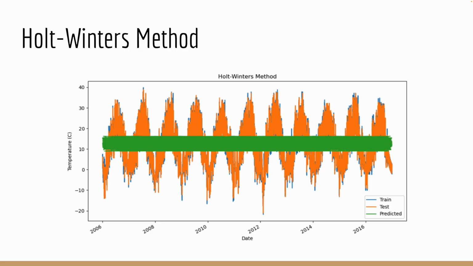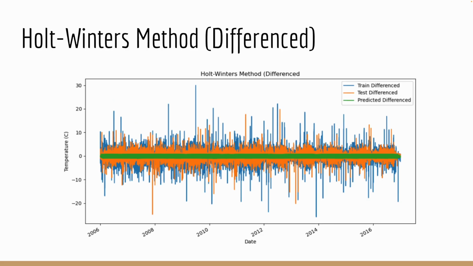The predicted values are strangely off. It seems to be between 10 degrees and 15 degrees, as if it kind of took the average of the temperatures. But we shouldn't jump to conclusions just by looking at the Holt-Winters method. So I wanted to do a differencing of the Holt-Winters method, and I got similar results to when I didn't do differencing. It was just in a smaller range.